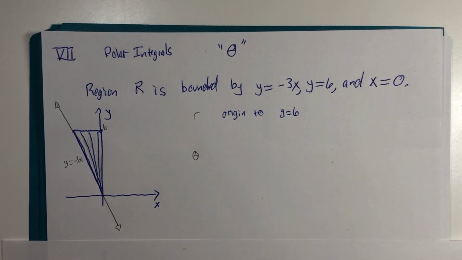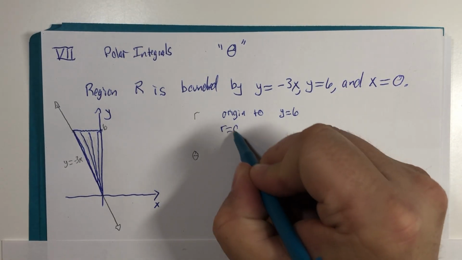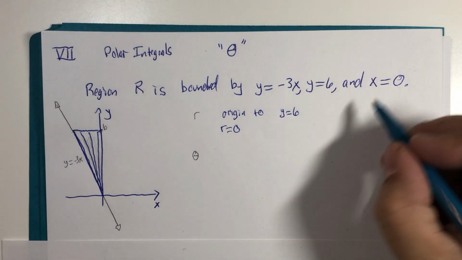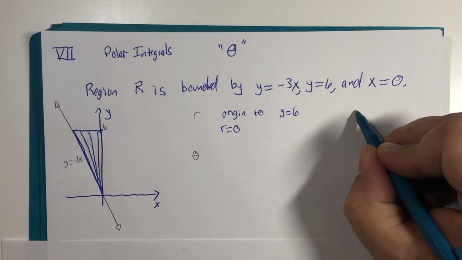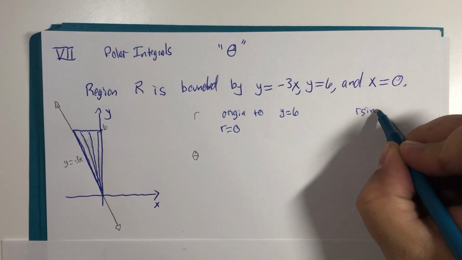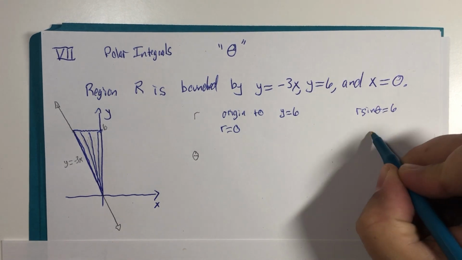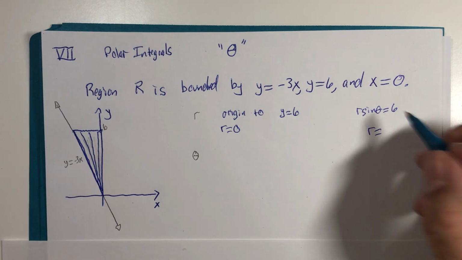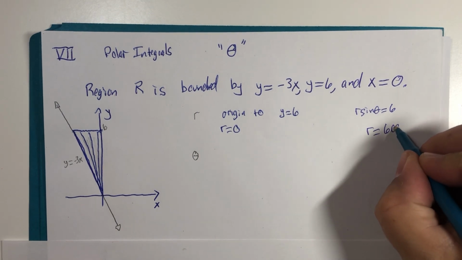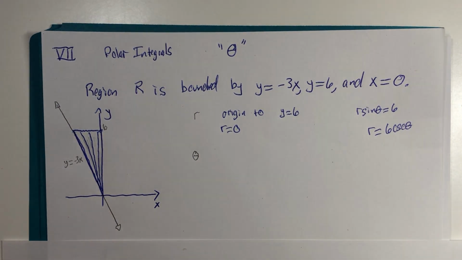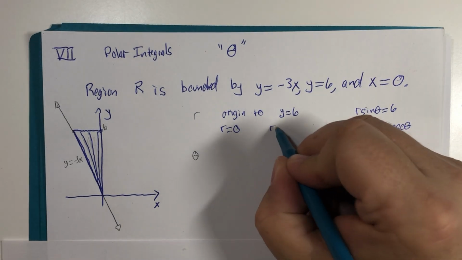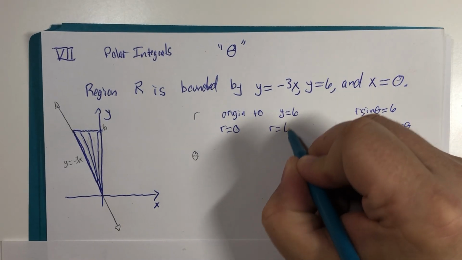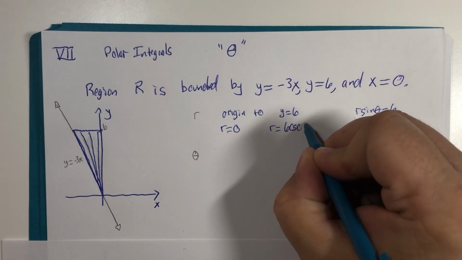So the origin would be the same as r equals 0. But y equals 6 could be rewritten. r sine theta is 6. So r equals 6 divided by sine of theta, or 6 multiplied by cosecant of theta. So, 6 cosecant theta.